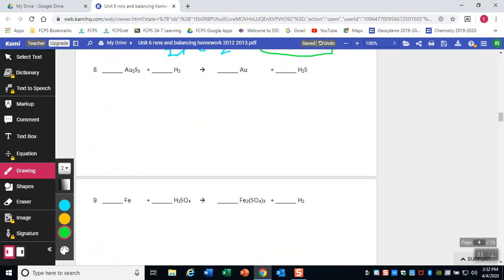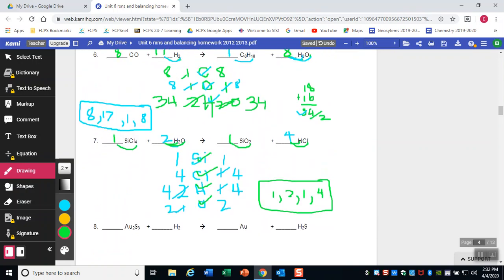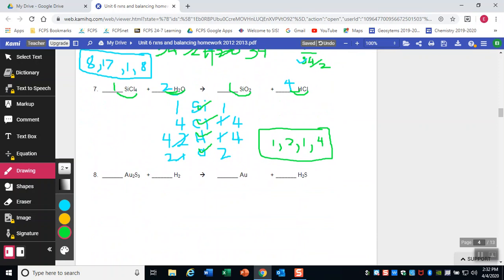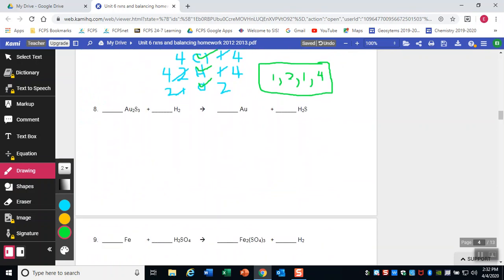Because remember, that is the conservation of mass. Matter cannot be created or destroyed. So if you start out with this much mass, you've got to end up with this much mass. Nothing just disappears.